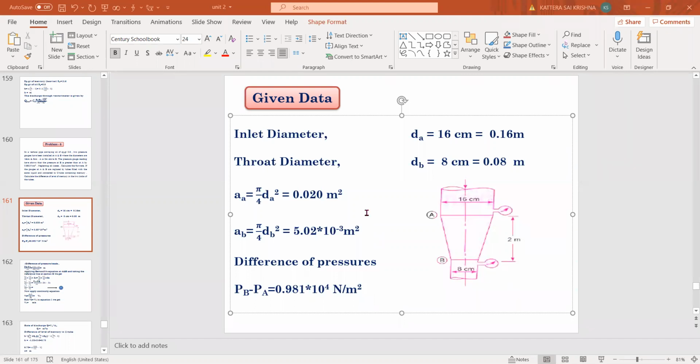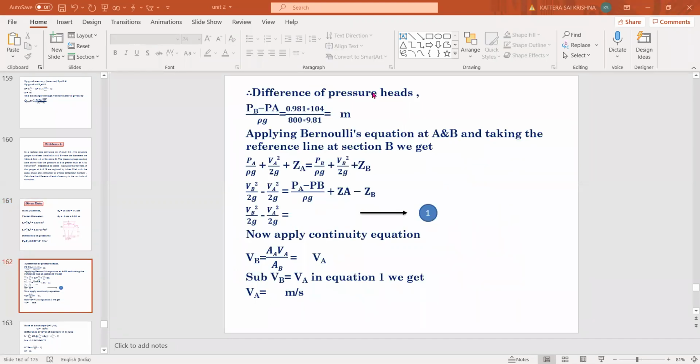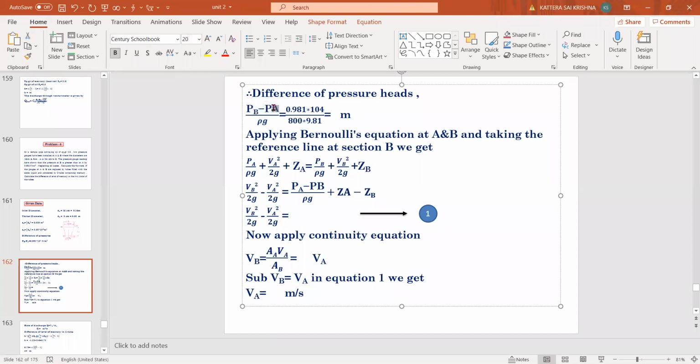So next term you need to write is the difference of pressure heads. The difference of pressure heads is denoted by H. So H equal to PB minus PA by rho g. The PB minus PA value is directly given, that is 0.981 into 10 power 4.